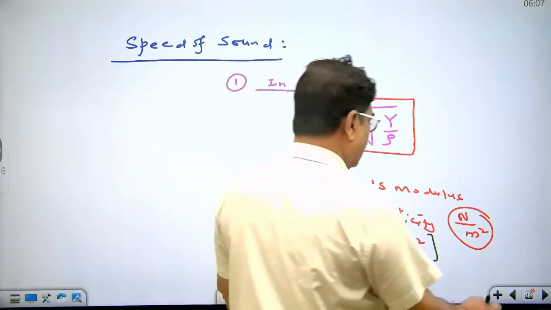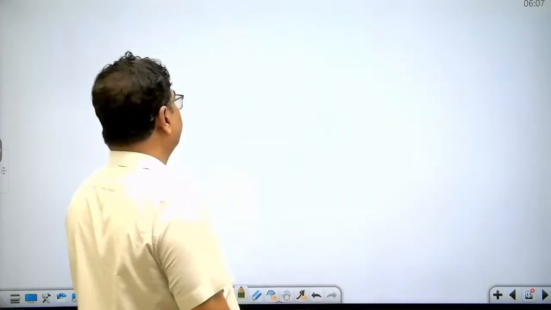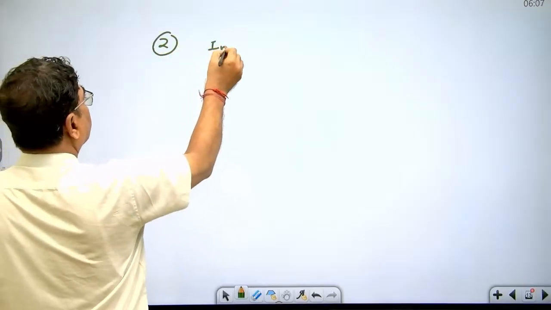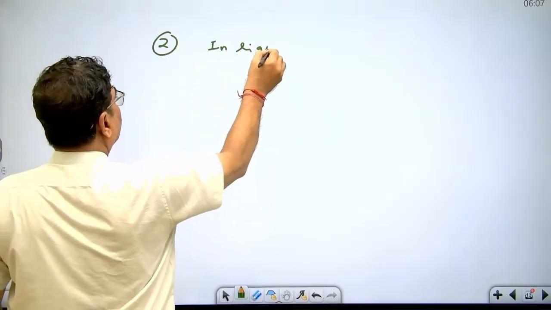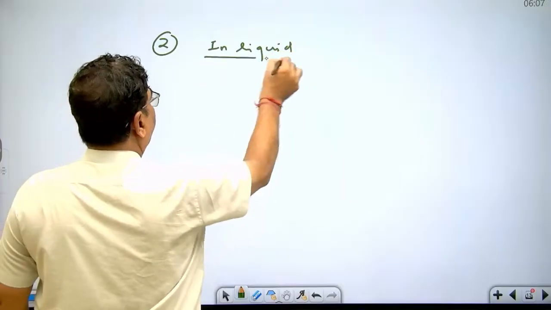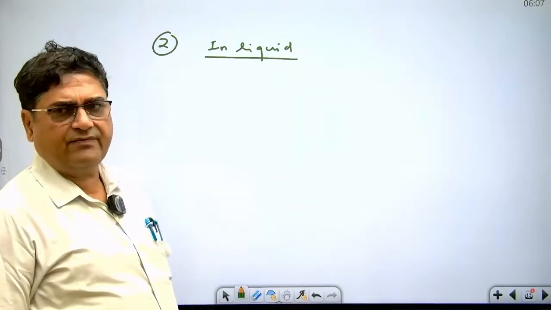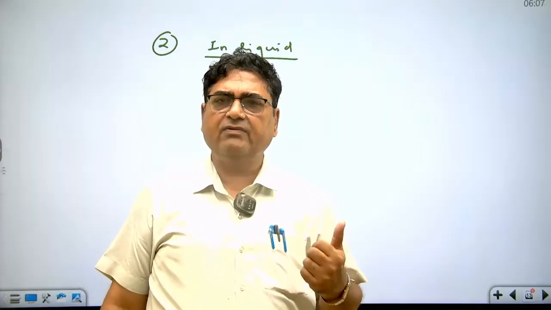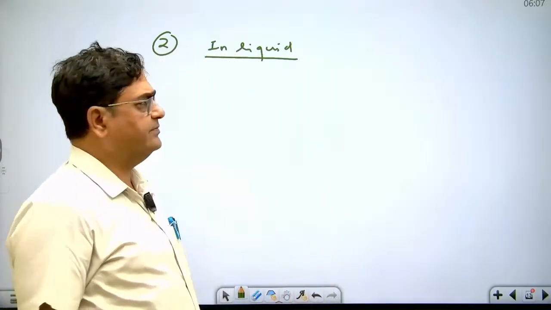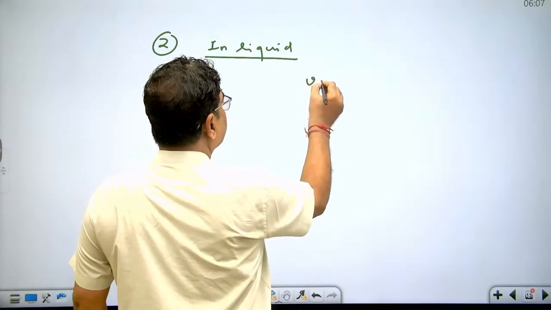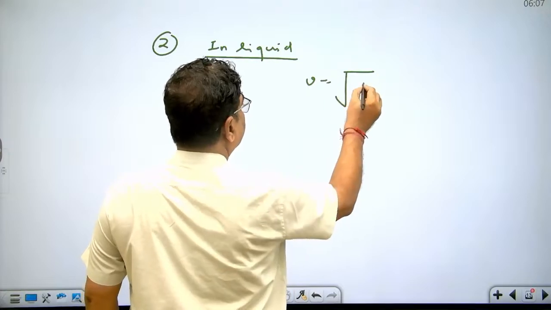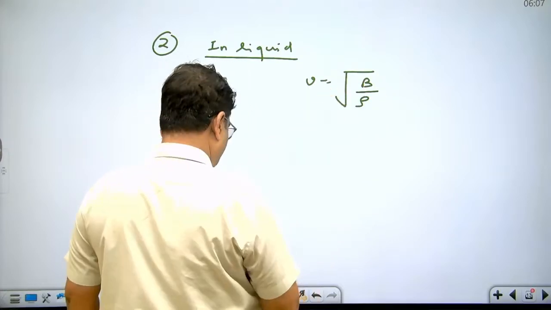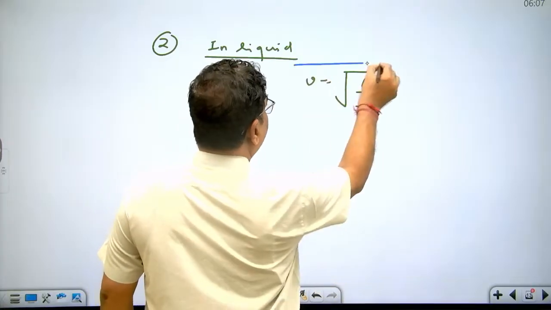Now if we talk for speed of sound in liquid, in case of liquid, modulus of elasticity is given as bulk modulus of elasticity, which is written by letter B. This is speed of sound in liquid.